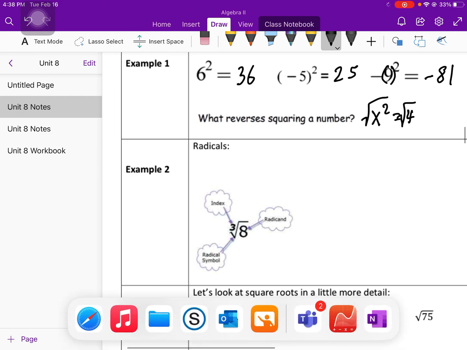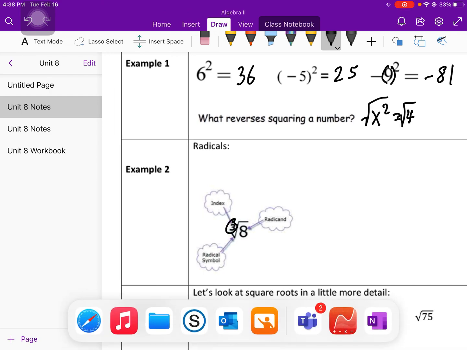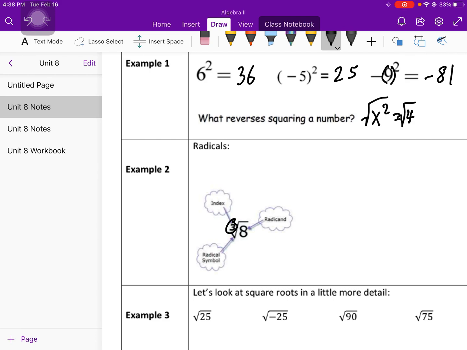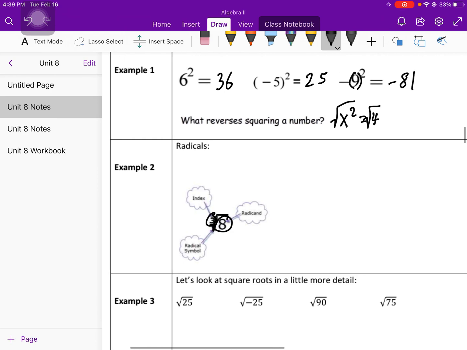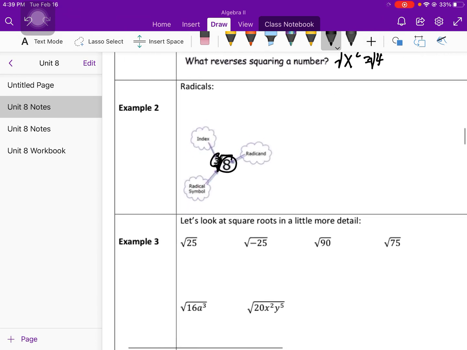Some of the terminology: the number outside of the radical sign is called the index. So that's going to indicate what kind of root you're looking at. This symbol here is the radical symbol, as we've heard. And then what's inside is called the radicand. So just some terminology you're going to hear throughout the video and throughout this unit.